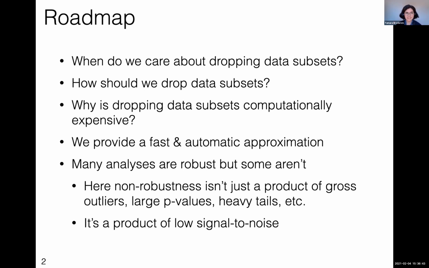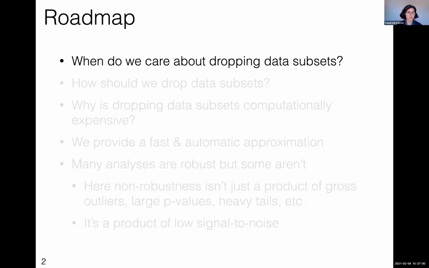And we're roughly going to see that somehow this type of robustness that we're looking at today is going to be something like a product of low signal to noise, where for the moment, signal is roughly the amount of information about what we care about, and noise is the error that's sort of making it hard for us to access that information. Okay, so let's start by saying, when do we care about dropping data subsets?